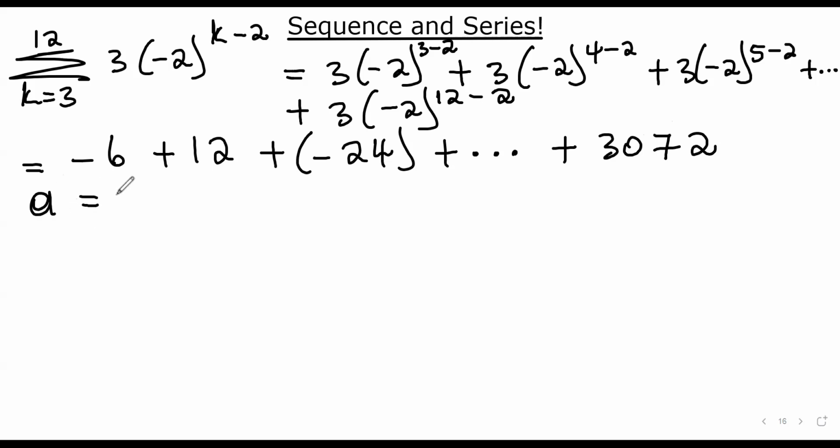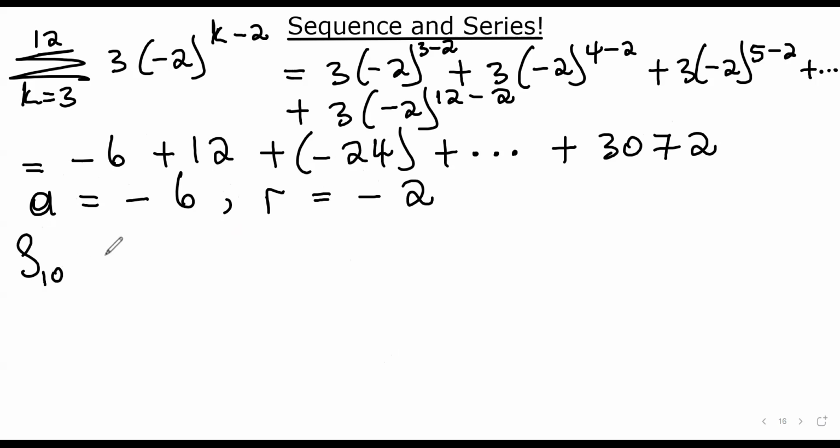So bottom line is the first term is going to be -6. And the constant ratio will be -2. That's fine. Then how many terms are there? We said it's 10 terms.